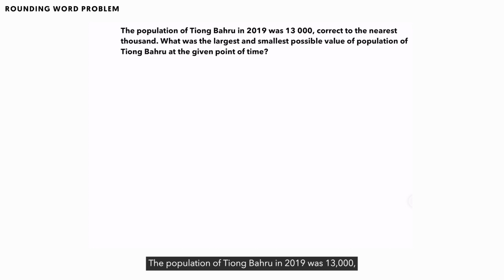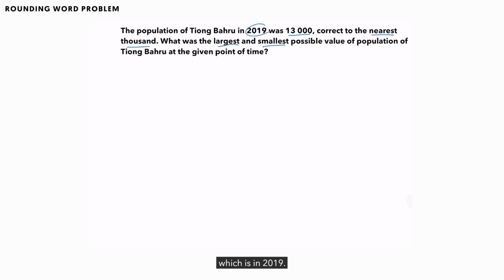The population of Tiong Bahru in 2019 was 13,000, correct to the nearest 1,000. And the question wants us to find the largest and the smallest possible value of the population at this given point in time, which is in 2019. So over here, the question told us 13,000. 13,000 is actually the population of Tiong Bahru, but this is not the exact value because the question also tells us that it has been rounded off to the nearest 1,000.